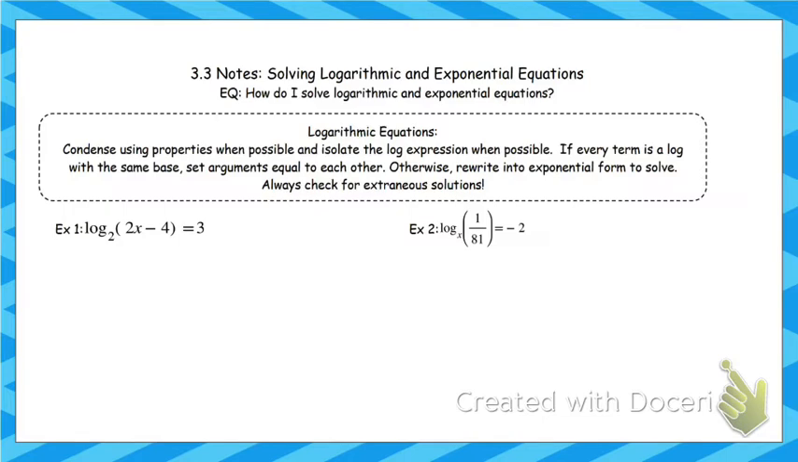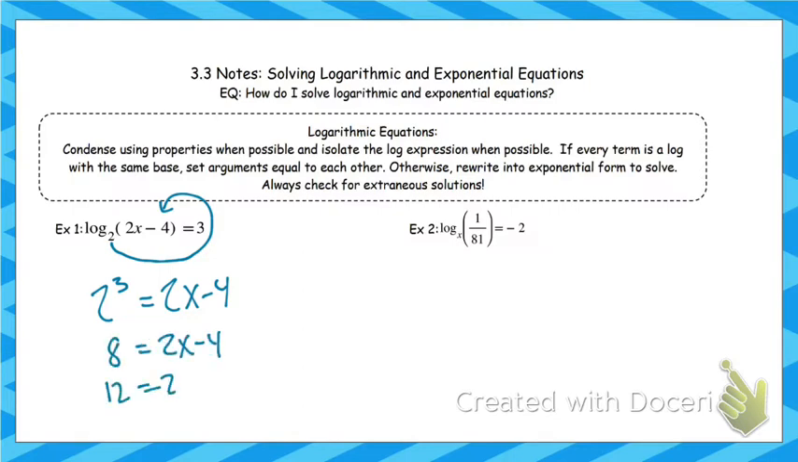So your goal here is, if it's possible, get the log by itself. In this case, the log already is by itself. Once the log is by itself, then let's rewrite it in exponential form. So to write this in exponential form, 2 is the base, 2 to the third is equal to 2x minus 4. Then from here, all we have to do is solve a pretty basic equation. 2 to the third is 8, and divide by 2, and I get my answer.